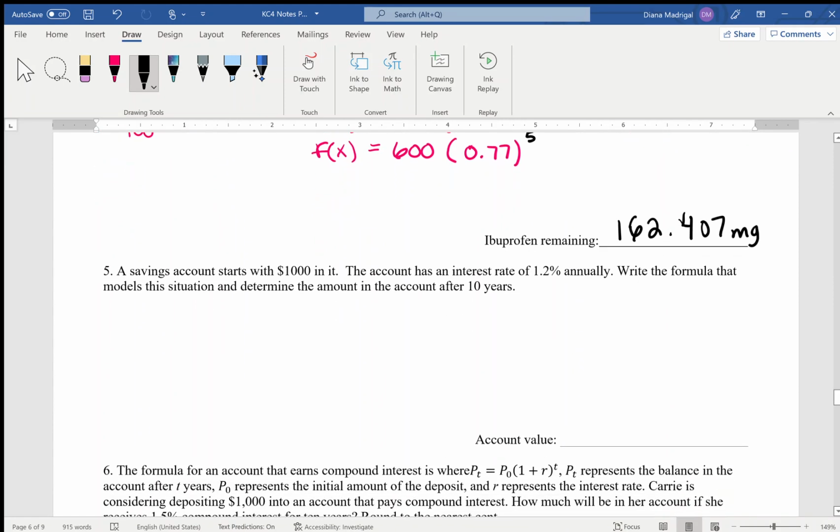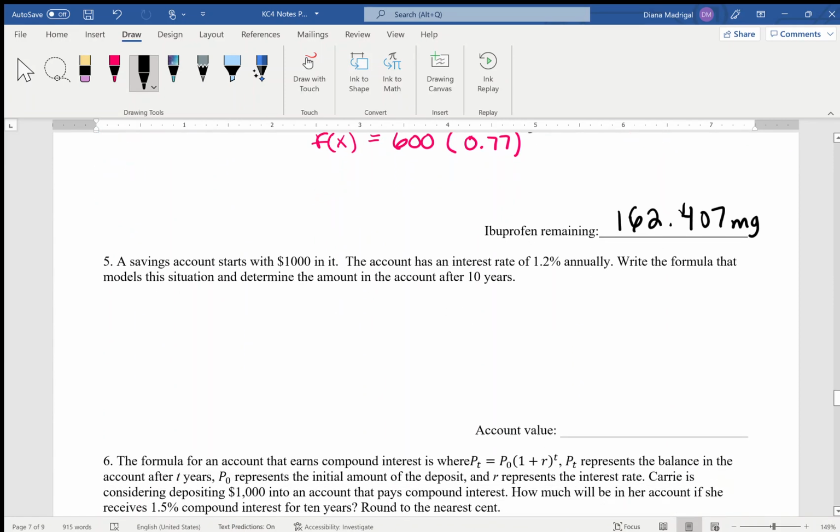All right, I'm going to kind of help you out with question number 5, but you're going to do it on your own. It says the savings account starts with $1,000 in it. The account has an interest rate of 1.2% annually. The reason I wanted to talk about this is because an interest rate means that you are going to be increasing the amount. That means you're going to be adding to this amount. How much? Again, this is your R that you need to convert, getting rid of the percentage.